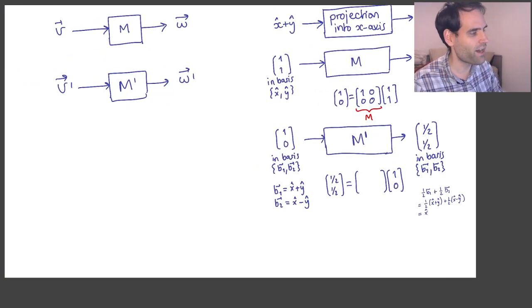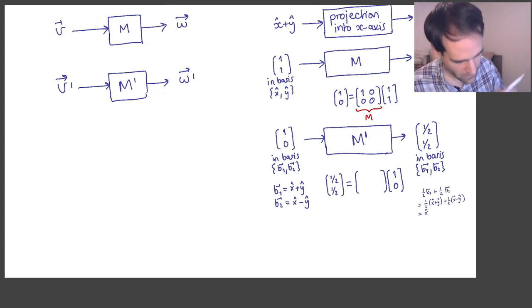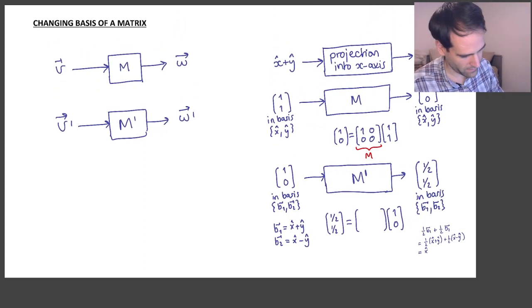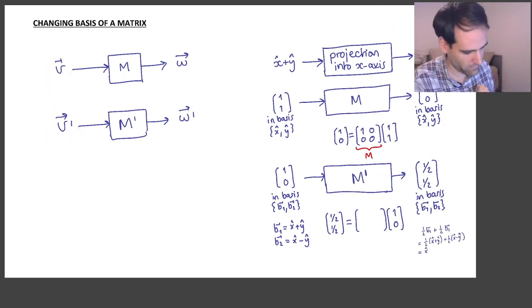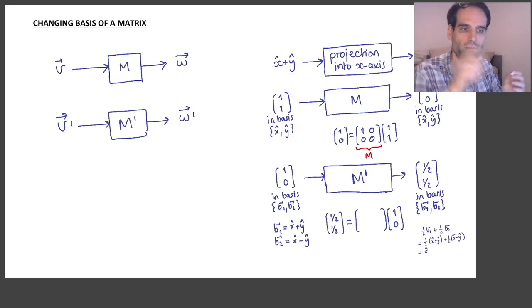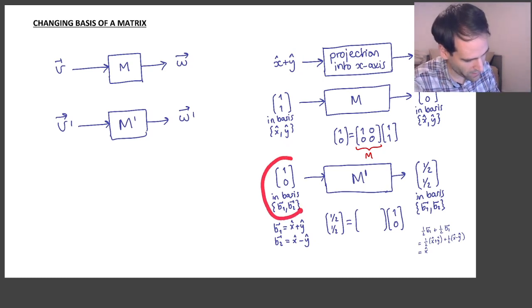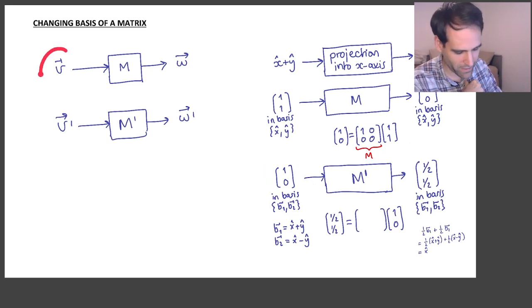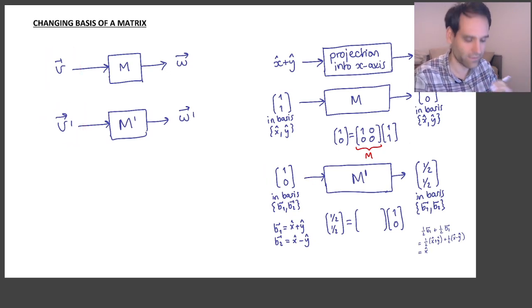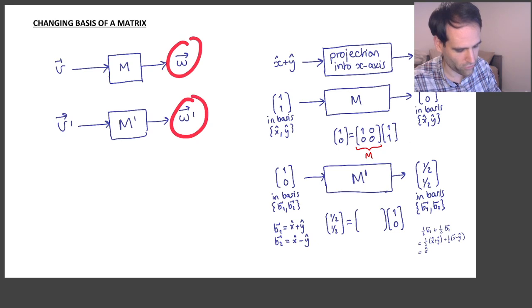Okay, so this is how you can calculate M prime. First, you need to understand that v and v prime represent the same vector, like for example x hat plus y hat, but written in 2 different bases. So maybe v represents this vector 1, 1, while v prime represents vector 1, 0 in the basis b1, b2. So they are the same vector, but they are written in different bases. And the same with w.